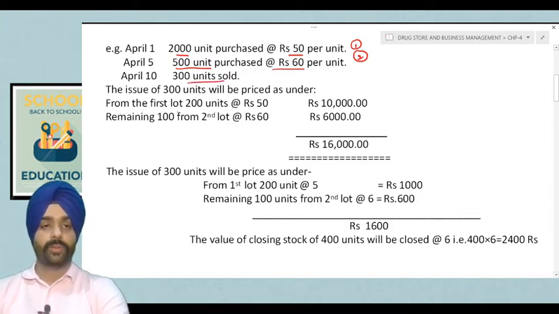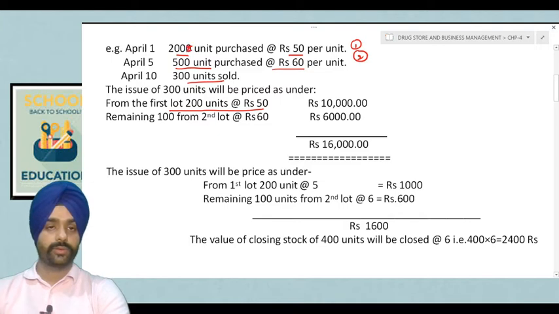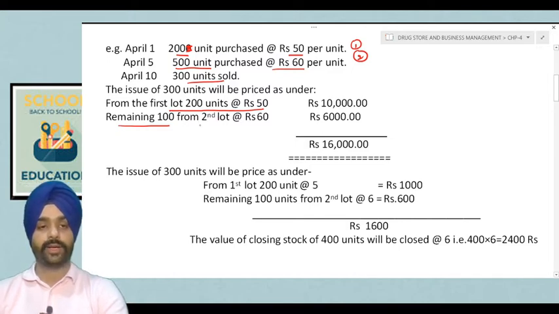See here. From the first lot, 200 units at rupees 50, and from the second lot 100 remaining. Students, I forgot to mention that on 1st April only 200 units were purchased, not 2000. I had accidentally written 2000, it is 200. So from the first lot 200 were selected, from the second lot the remaining 100 were selected. So the cost of the first 200 will be 10,000 and the next 100 will be 6,000. So the total money will be 16,000.